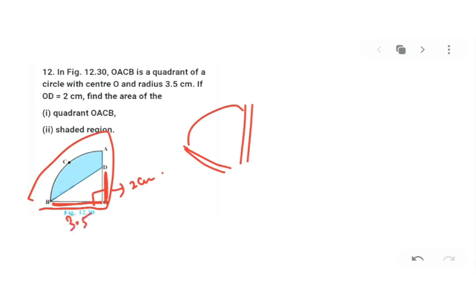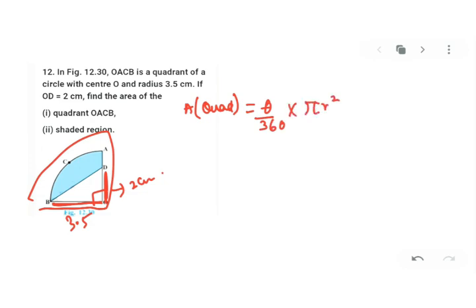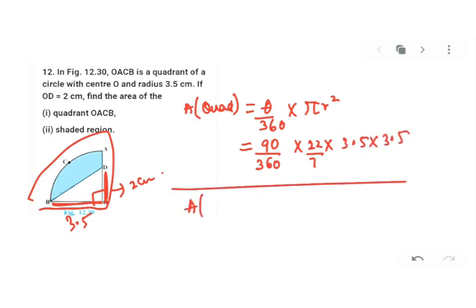Now how we will do it? For this, my dear kids, radius is 3.5, we have taken. We'll go for area of quadrant first. Area of quadrant is area of sector, that is theta upon 360. So you have to put 90 upon 360 into 22 upon 7 into radius 3.5 into 3.5. You can use this formula, or else for area of quadrant you can also write pi r square, that is the area of full circle, divided by 4. That will also work. Anyhow you will get the area of quadrant.